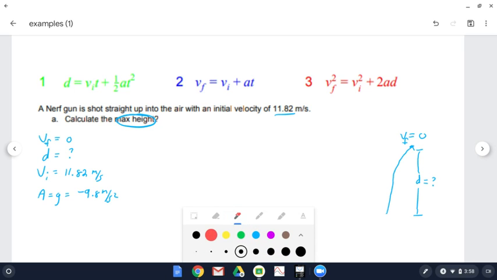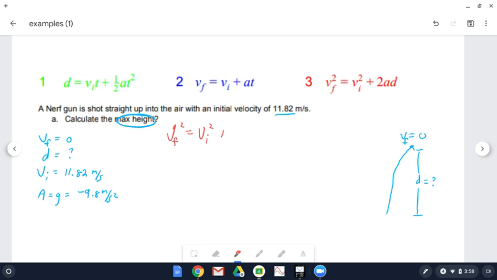VF squared is equal to VI squared plus 2AD. I'm going to go ahead and plug all my numbers in there. 0 squared, oh, I like that. 11.82 squared plus 2 times negative 9.8 times D, which we just don't know.